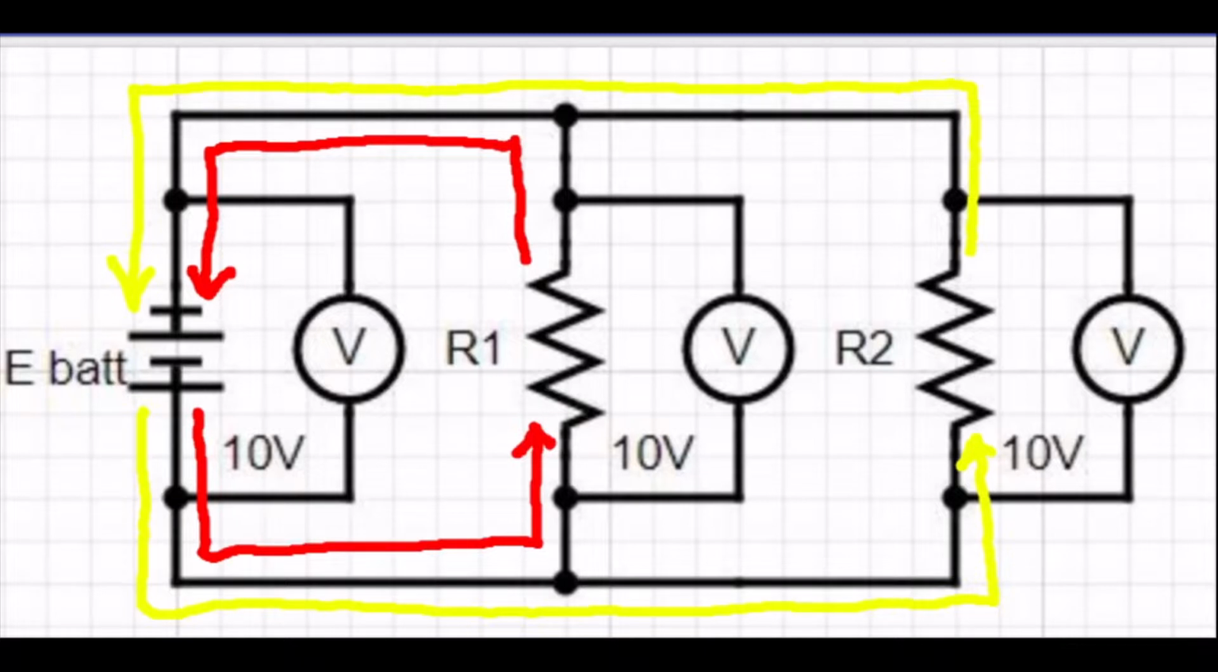If you remember, in a series circuit, the voltage had to go through a resistor before it got to the next resistor. In this case, it doesn't have to go through that first resistor. The voltage going to R2 did not have to go through R1. It had its own path, the yellow path. And the voltage going to R1 didn't have to go through R2. It had its own path, the red path.